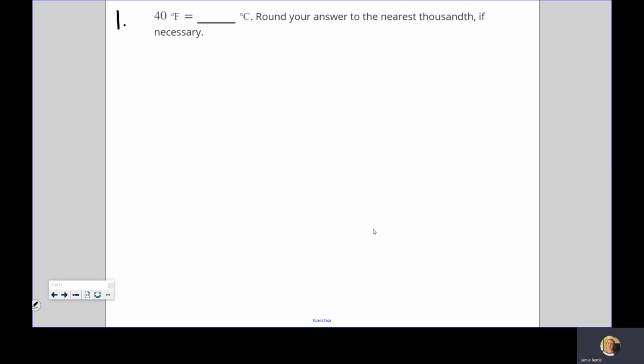40 degrees Fahrenheit equals blank degrees Celsius. Round your answer to the nearest thousandth if necessary. So that means 3 decimal places. It goes tenth, hundredth, thousandth. So that's 3 decimal places, which is what I had you do on the test. Any of the questions where you had to round to a certain decimal, I made those multiple choice. So you wouldn't have to worry about typing in a long decimal.